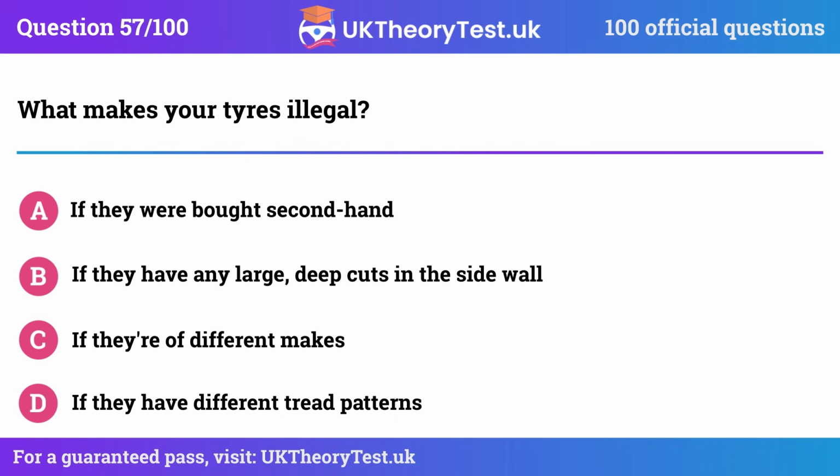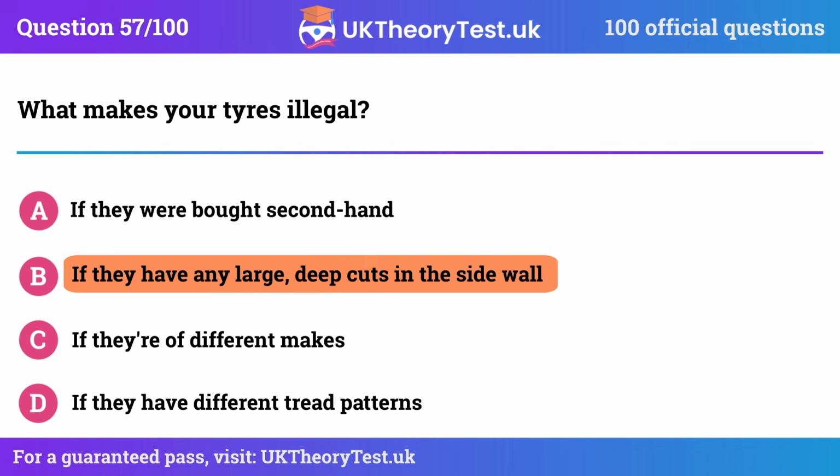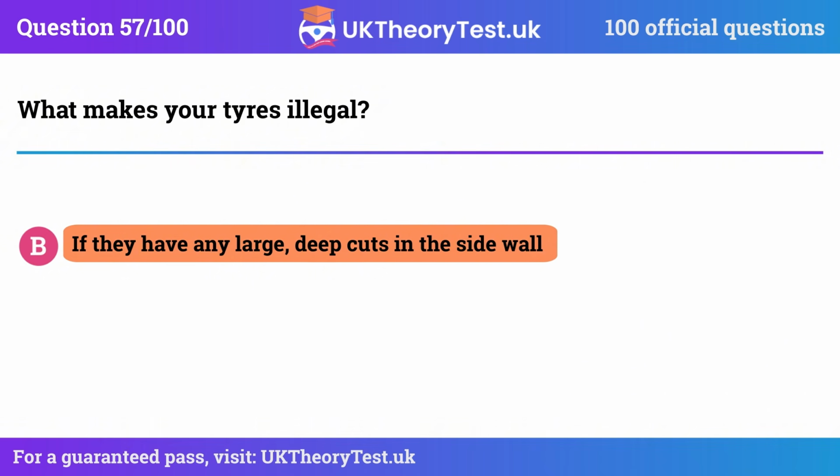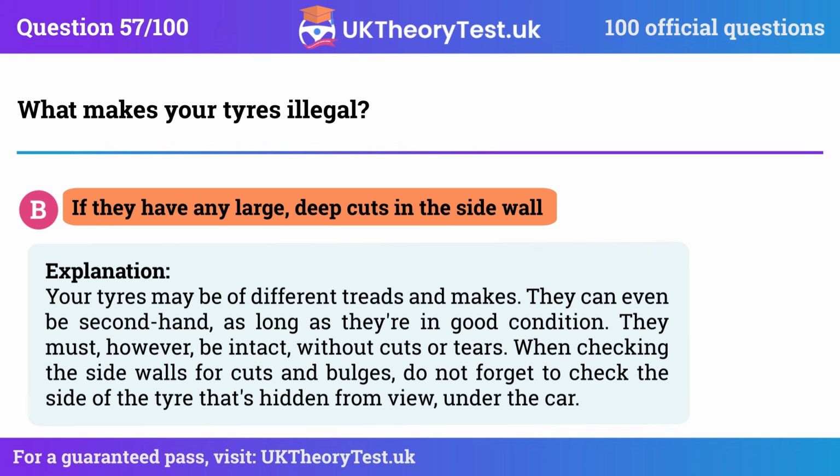The correct answer is B. If they have any large deep cuts in the side wall. Explanation: your tires may be of different treads and makes. They can even be second-hand, as long as they're in good condition. They must, however, be intact, without cuts or tears. When checking the side walls for cuts and bulges, do not forget to check the side of the tire that's hidden from view, under the car.